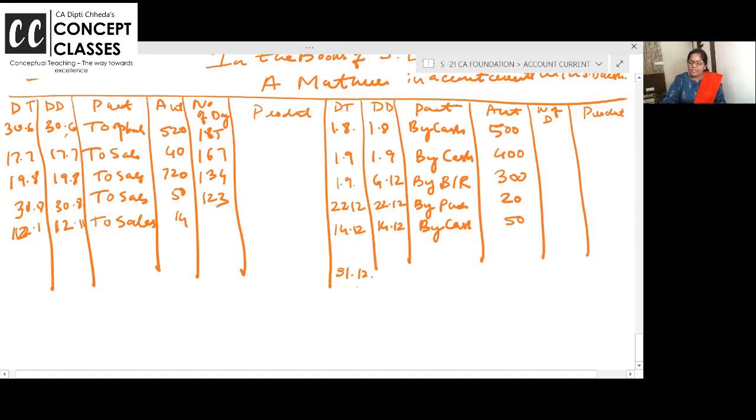12, 11. So 31 minus 12. 19 days of November, 31 days of December. 12th November. So November has 18 days, sorry. 12th November, no, November has 30 days. So 18 days of November and 31 days of December. So that is coming to 49 days.